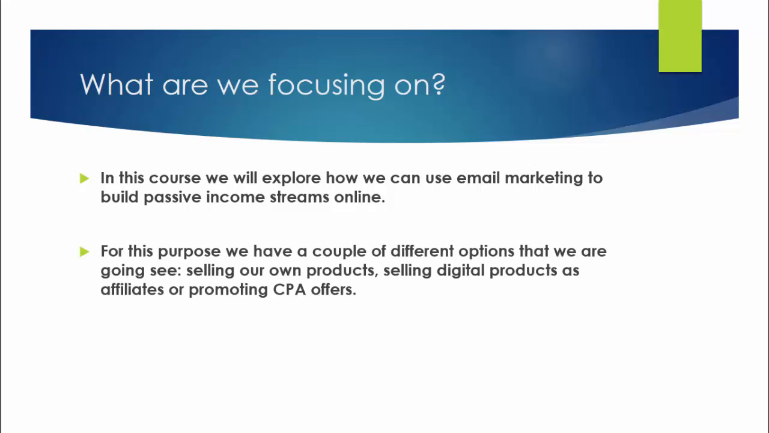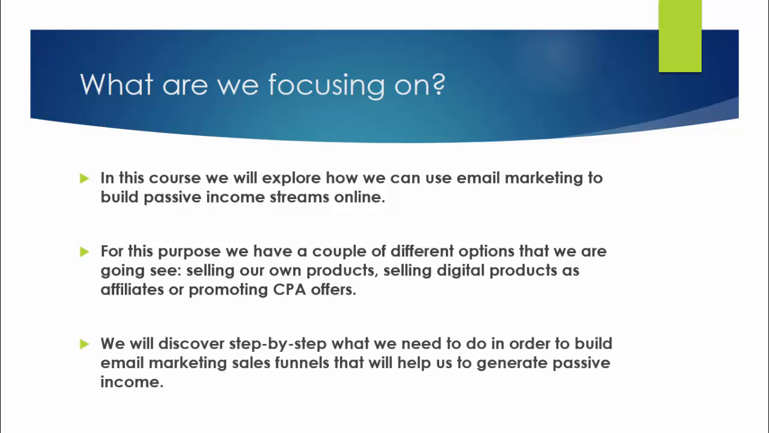For this purpose, we have a couple of different options that we are going to see, like selling our own products through email marketing, or selling digital products as affiliates. Basically, you promote something for someone, and for every sale that you make, you earn a commission. Or we are going to promote CPA offers, which is a type of affiliate marketing as well. We will discover step by step what we need to do in order to build email marketing sales funnels that will help us to generate passive income.